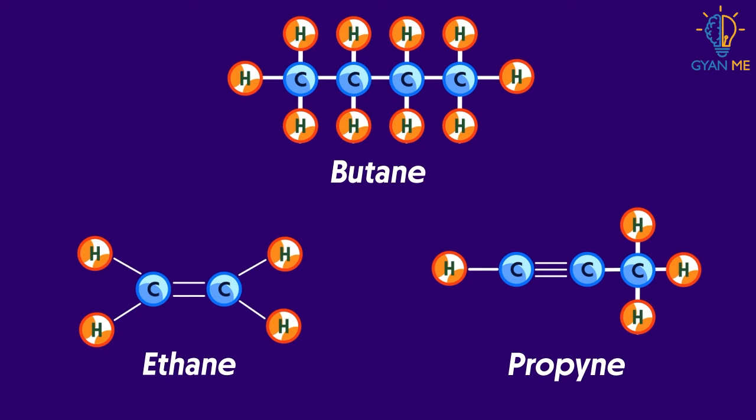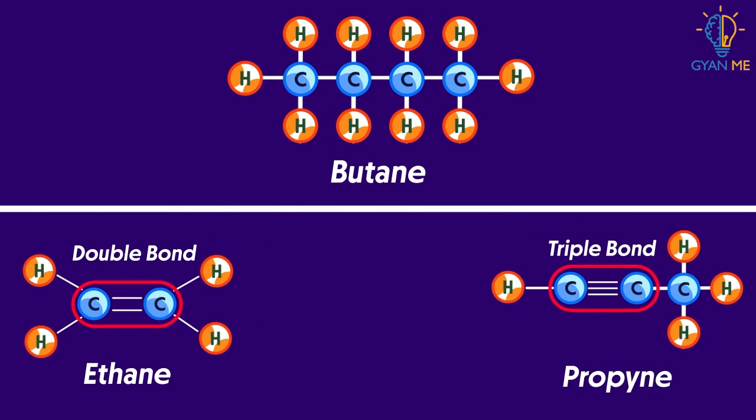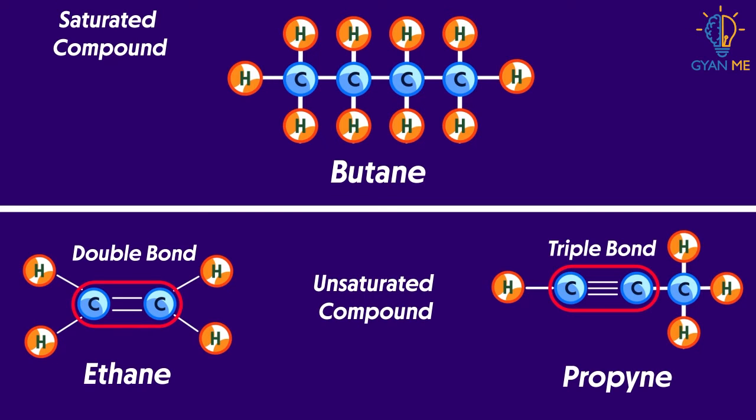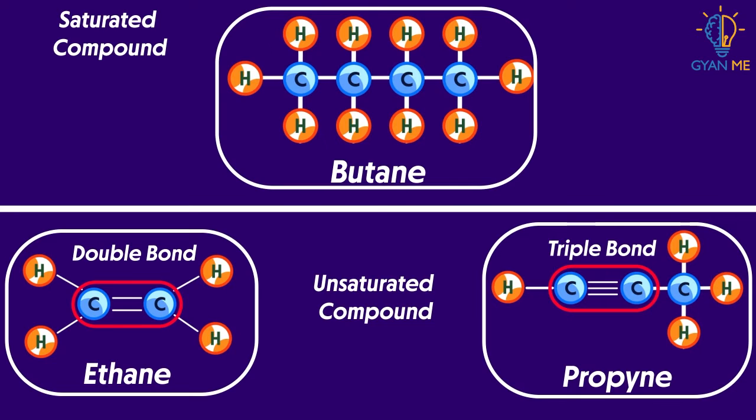There is one double bond in the second compound and one triple covalent bond in the third compound between the two carbon atoms. The one with all single bonds is called a saturated compound, and the one with a double or triple bond is called an unsaturated compound. Yes, the saturated and unsaturated hydrocarbon compounds, since all these are carbon compounds containing hydrogen.